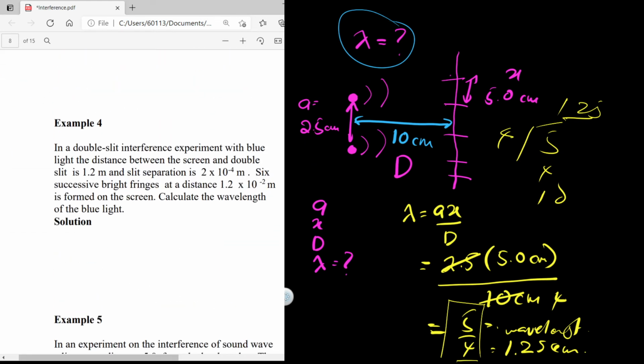Let's look into another example. Example number 4. In double slit interference, here we want to use a double slit. Double slit interference is used when we want to investigate the interference of light waves. Normally there is one source of light wave, and then we put a double slit. That is one you used in your Form 1, I think.